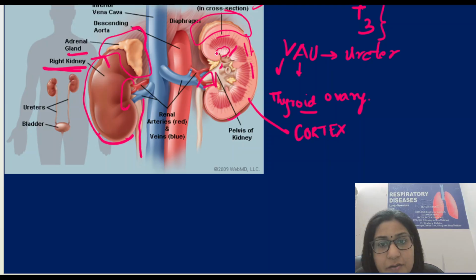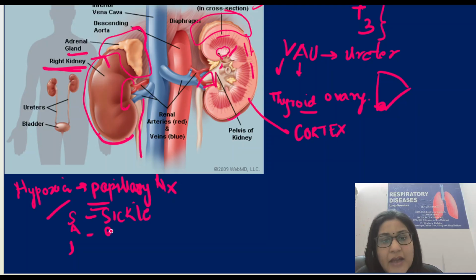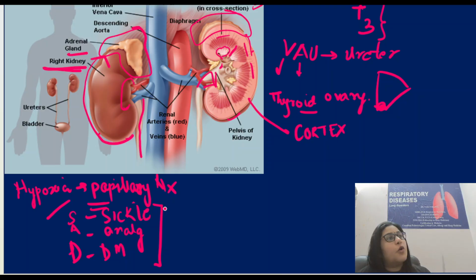Now what is this white structure here? The pyramids are triangular, and the tips of the pyramids have very low oxygen tension. So they are already in a condition of hypoxia, and whenever there is cell injury or ischemia, the tip of the pyramid, or the papillae, undergoes necrosis, giving papillary necrosis. There are three important causes: sickle cell disease, analgesic overuse, and diabetes mellitus. So SAD, remember this as a mnemonic. SAD causes papillary necrosis, that is, necrosis of the tips of the renal pyramids or renal medullae.